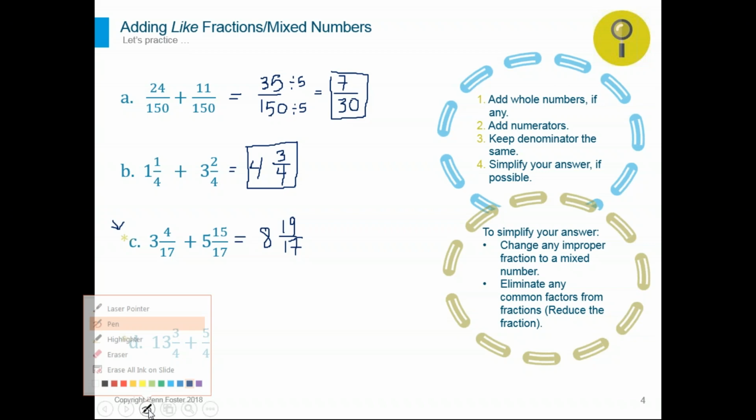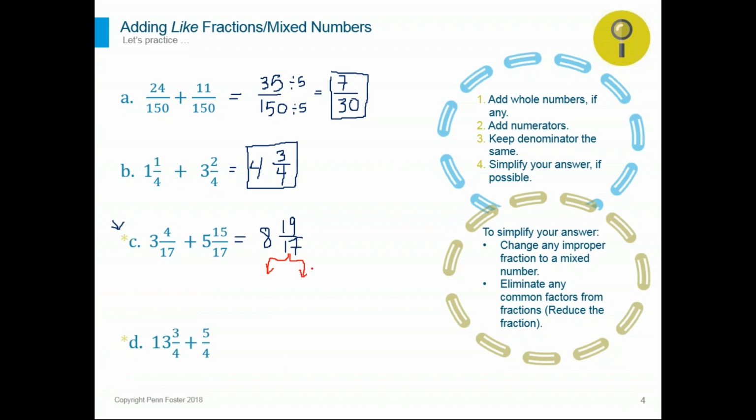And we do that by writing the fraction, which is an improper fraction, into two parts. The first would be 17 over 17. Remember, an improper fraction has a value of one or more.